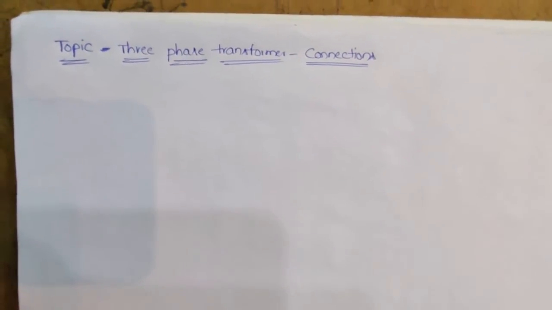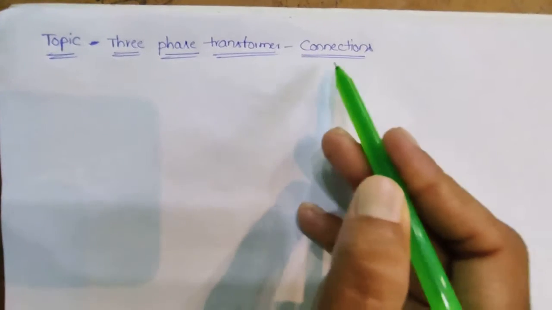Hi friends, in this video I am going to discuss the connections of three-phase transformer. There are mainly four types of connections. What are they? First one, star to star connection, star to delta connection, delta to star connection and delta to delta connection. I will discuss them in this video. So let's get to the topic. Yes, this is our topic, three-phase transformer connections.